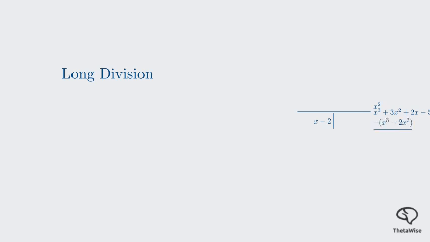Subtracting gives 5x squared. Bring down the next term, 2x. Now we have 5x squared plus 2x. Divide 5x squared by x to get 5. Add this to the quotient.